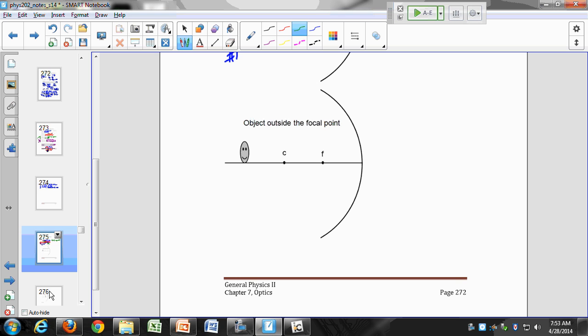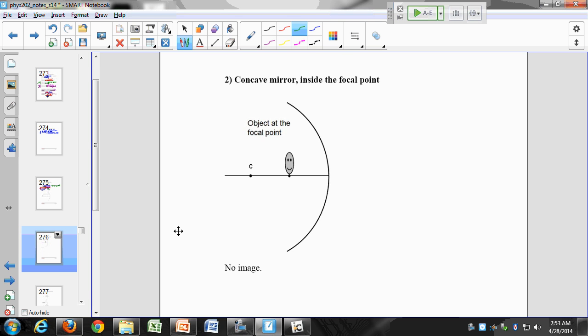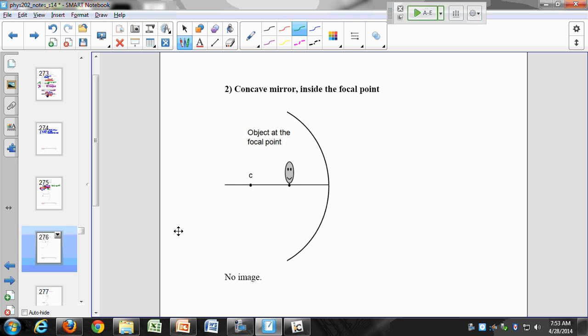Now, the second one is inside the focal point. Oh, this should say at the focal point, I'm sorry. So this one is at the focal point. We can really only draw a couple of rays here. I can draw a ray parallel to the axis and through the focal point. Parallel to the axis. Through the focal point. Remember, this was our number 1 rule. It's the definition of the focal point.